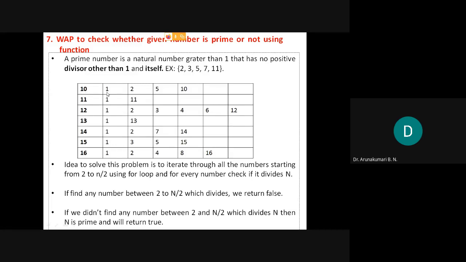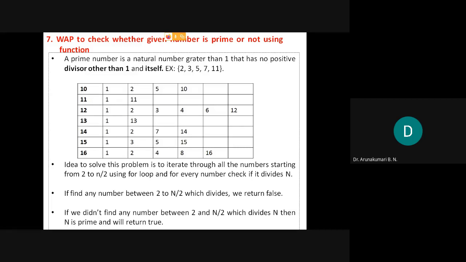For each number, I have again listed the divisors. Let me take 10. The divisors are 1, 2, 5, 10. If I take 11, the divisors are 1 and 11. And if I take 12, the divisors are 1, 2, 3, 4, 6, 12. So the idea for a prime number is that we have to check the given number. If the divisors are 1 and itself, then it is a prime. If there are more than 2 divisors, then it is not a prime.